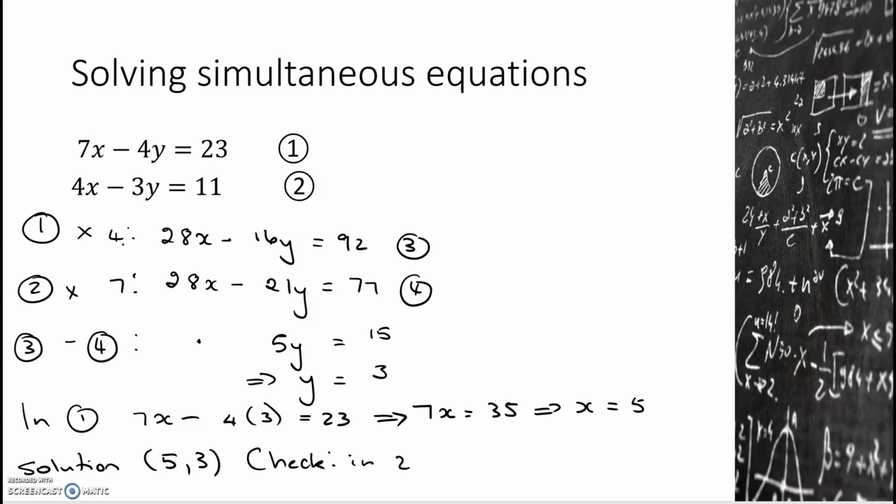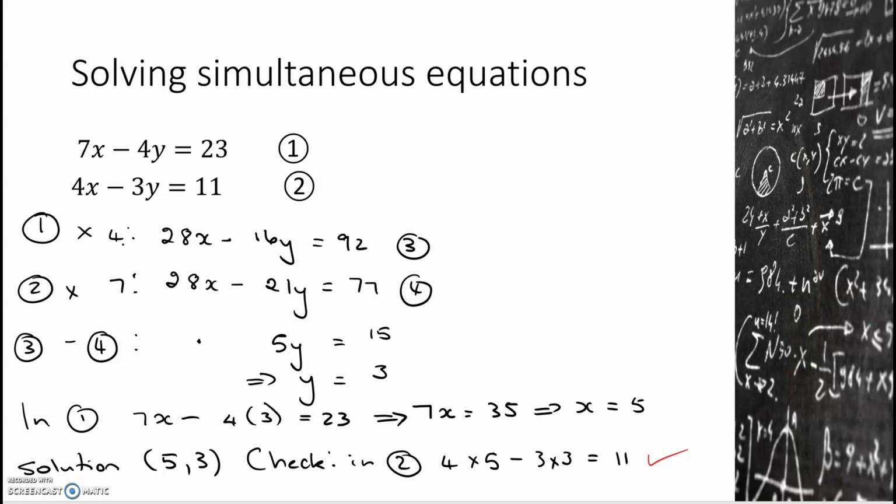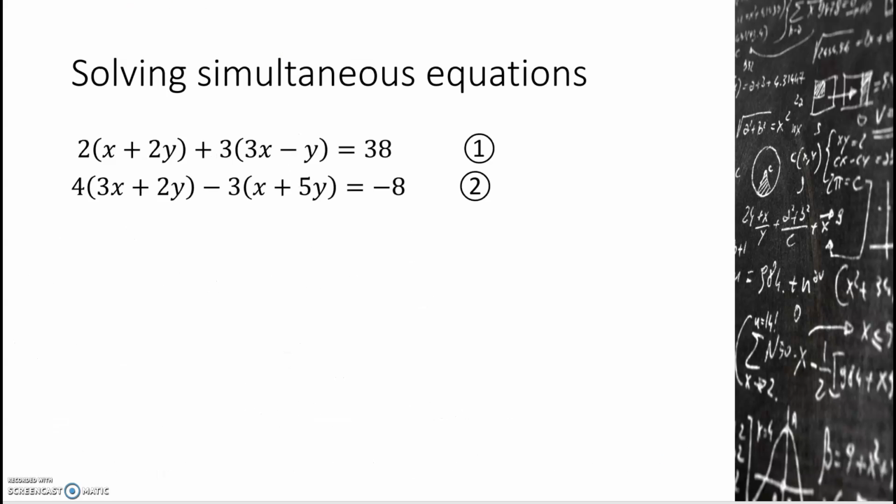But check in 2, check in the second equation, 4 times 5 minus 3 times 3 equals 11. And yes, big tick. Okay, now for these ones, again you're solving simultaneously, but you are having to do something first.